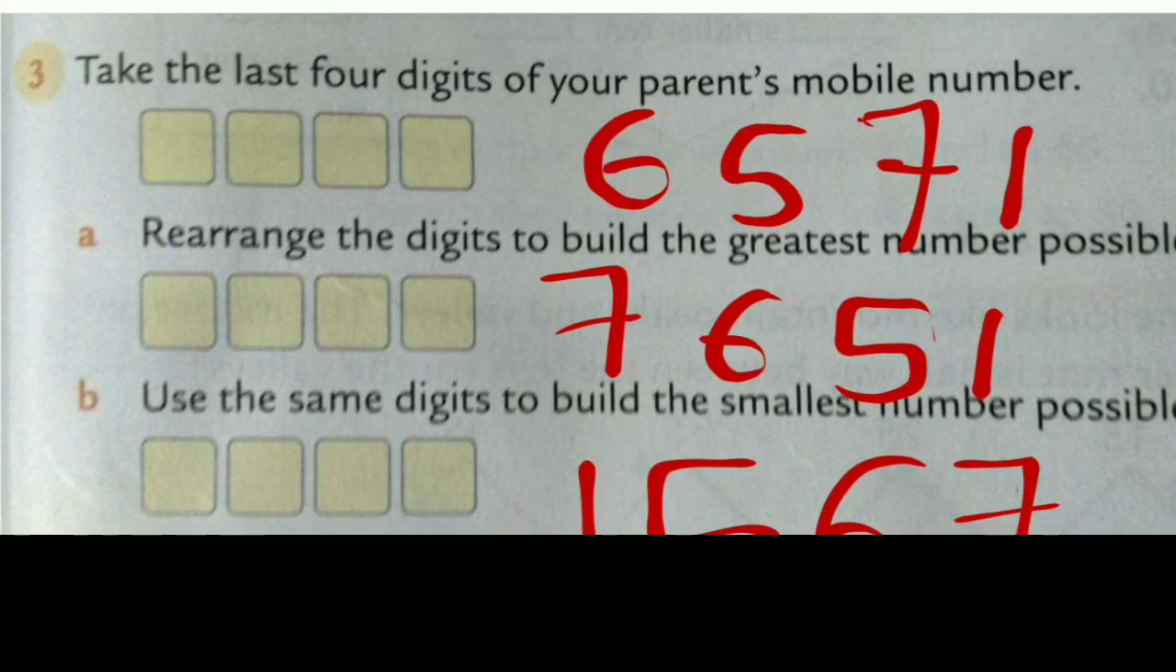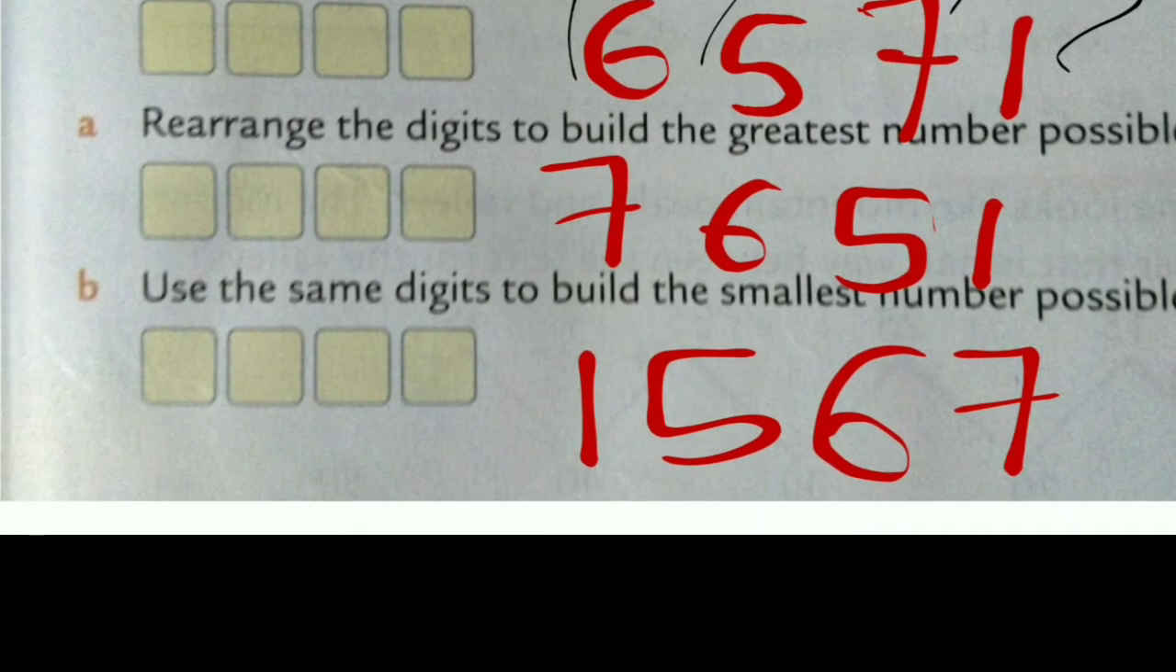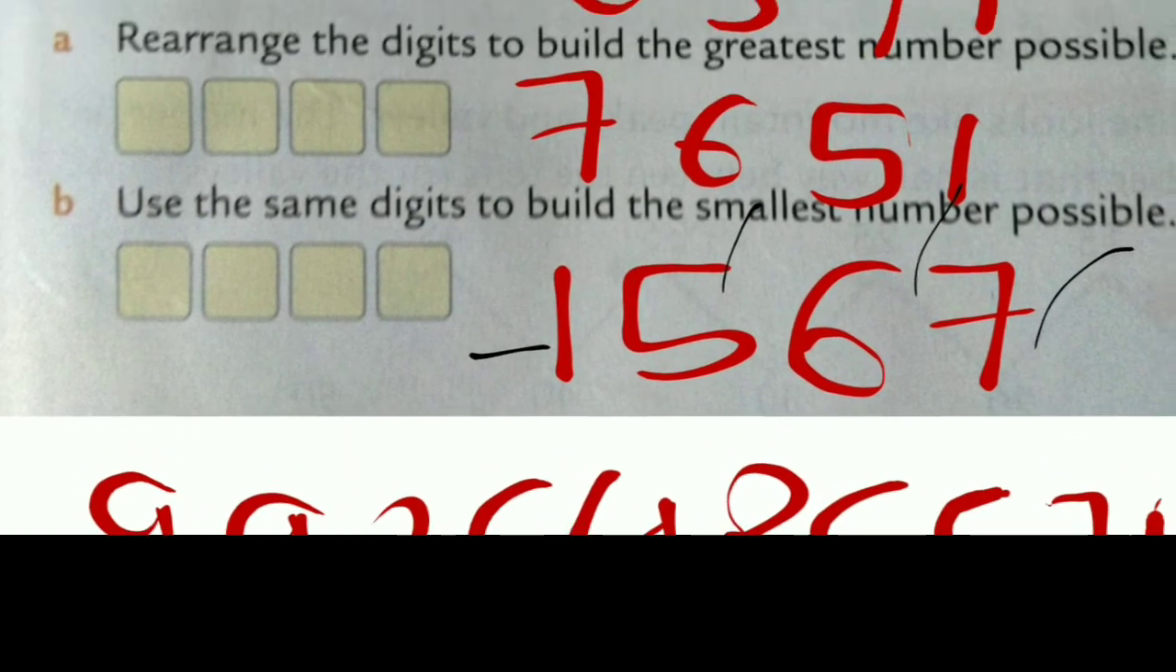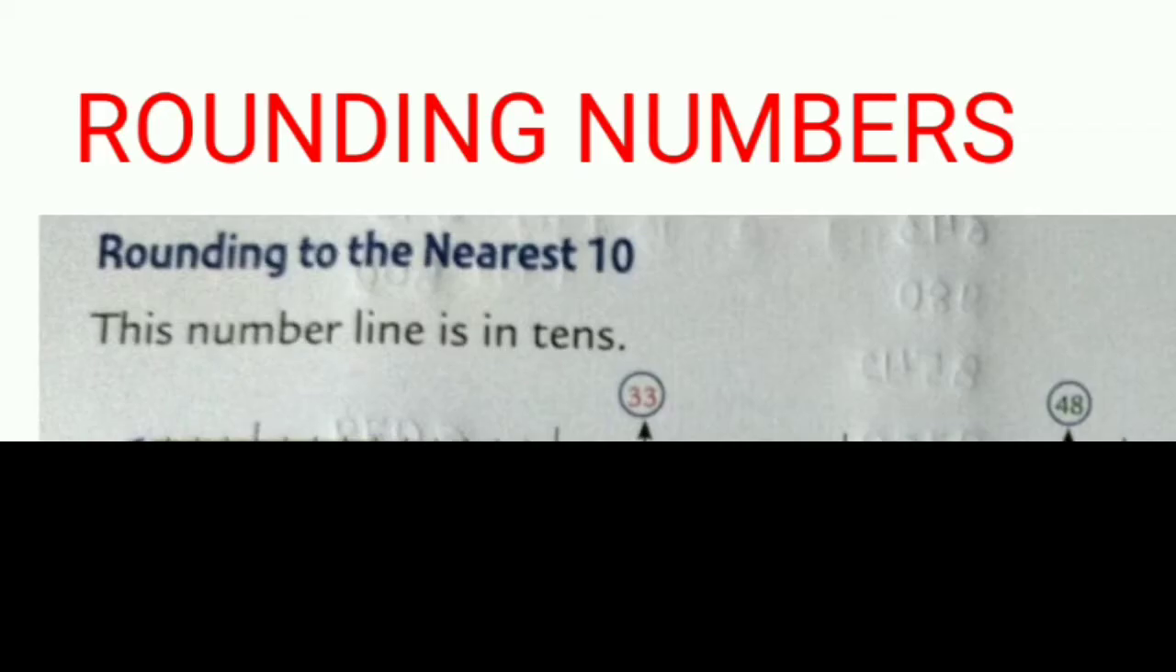Then I have to arrange in greatest form. Greatest form is 7651. Clear? Then I have to arrange in smallest number. Smallest number is 1567. Clear?